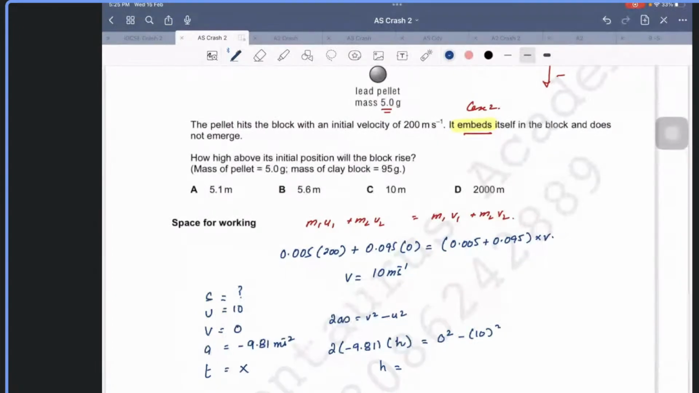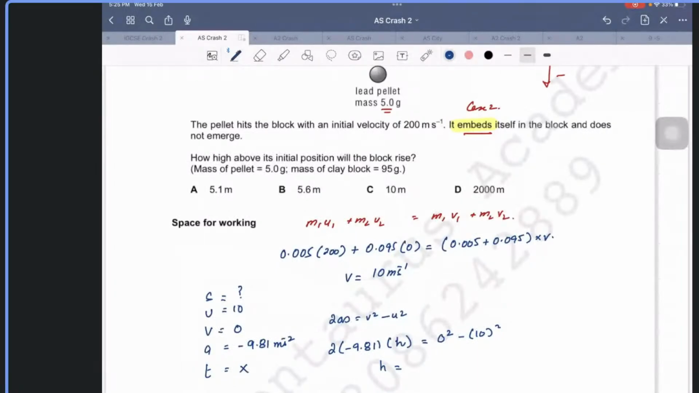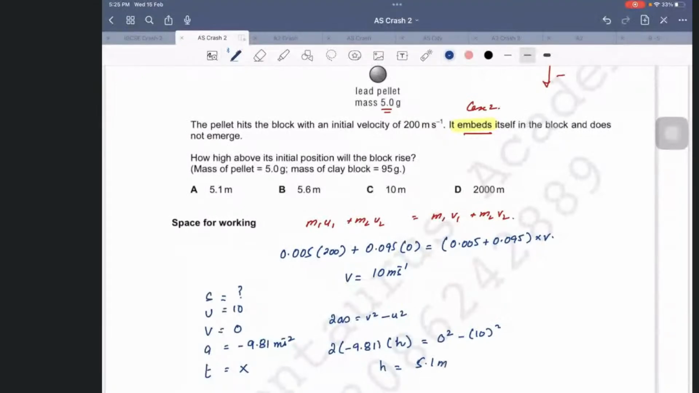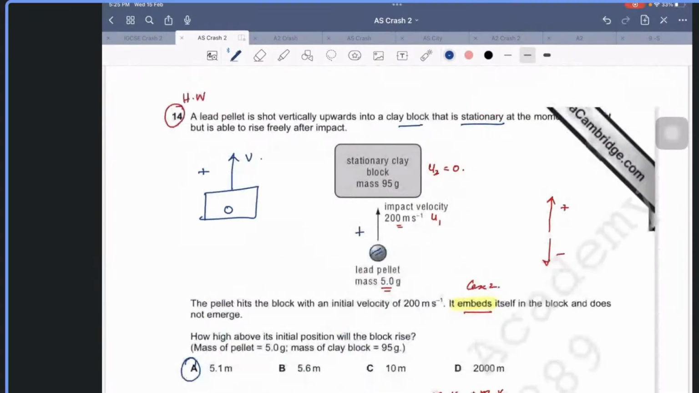Interesting. It's 5.1. It's 5.1? Yes. Sir, why are we using the initial velocity as 10? Because when this pellet hit, it was 0. When it hit, they got this as their velocity. This is when it would start rising up. Do you understand? That's why.